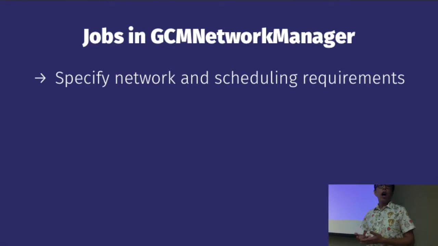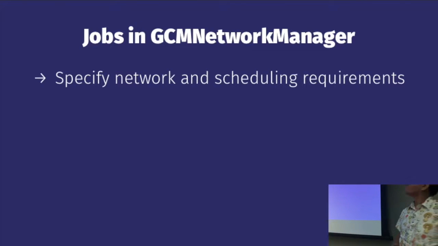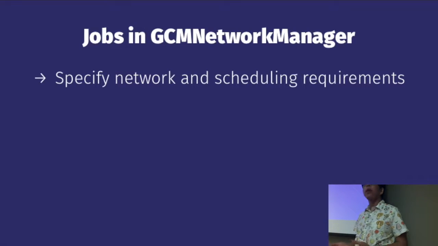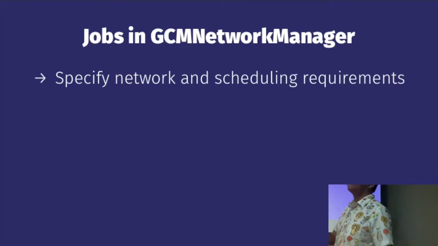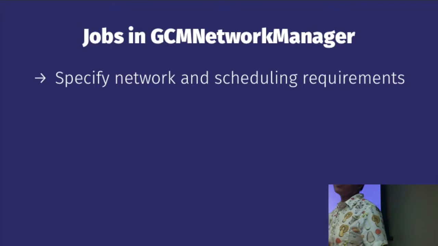Now, jobs in GCM Network Manager are things that you just want to perform at some point in the future. The way it can be intelligent about the jobs is that when you define your job or task, you specify what network requirements you need, if any, and what your scheduling requirements are. So if this is important and you need it to run as soon as possible, you could define your job to execute within 30 seconds of receiving the message. Or if it's not urgent and you want to allow the device to sleep as long as possible, you could say 4 hours is my maximum window.